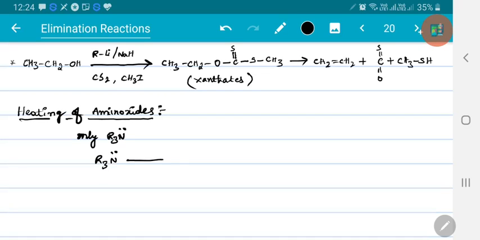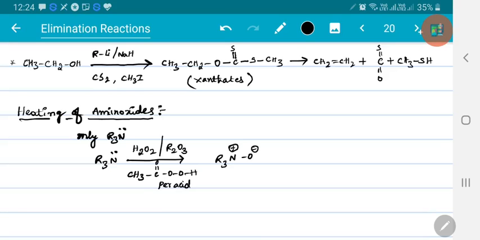When this is allowed to react with any peracid, such as H2O2 or CH3COOOH, any peracid, in such cases you will get an amine oxide. That is R3N+ O minus. This is the amine oxide obtained, right?